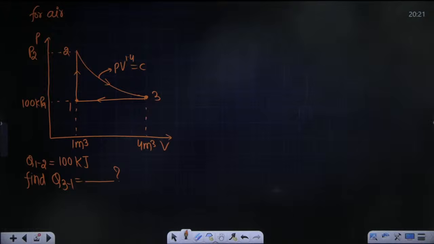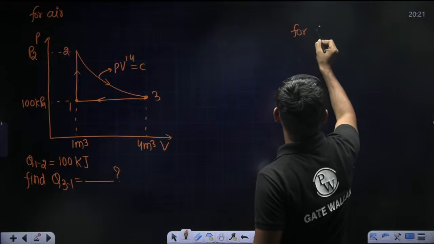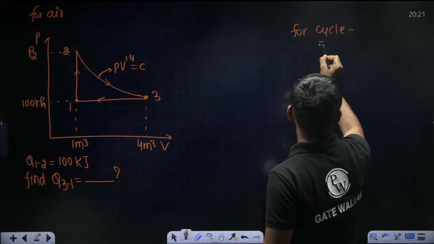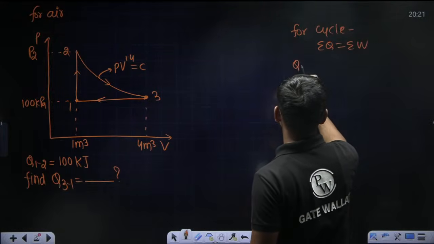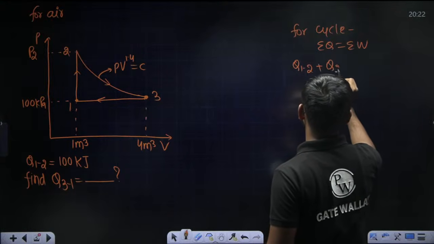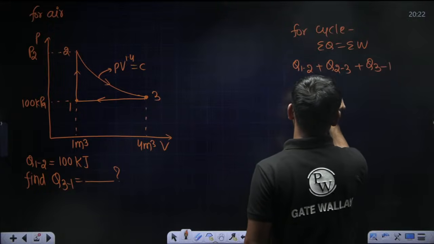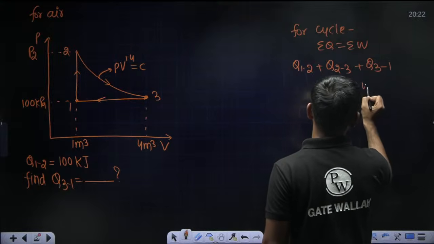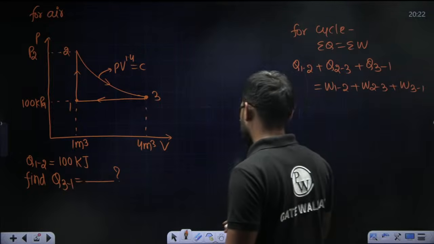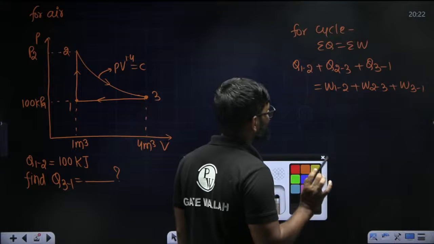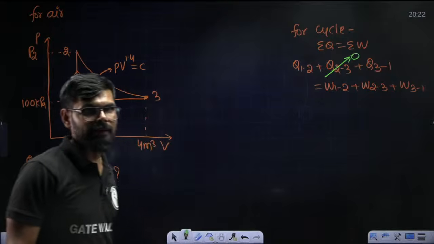What is the answer? See, it is a cycle. So for a cycle, we already know sigma q is equal to sigma w, right? So now I can write q1 to 2 plus q2 to 3 plus q3 to 1 is equal to w1 to 2 plus w2 to 3 plus w3 to 1. Now everyone please start to understand. See, q2 to 3 value will be 0 because it is an adiabatic process, right?